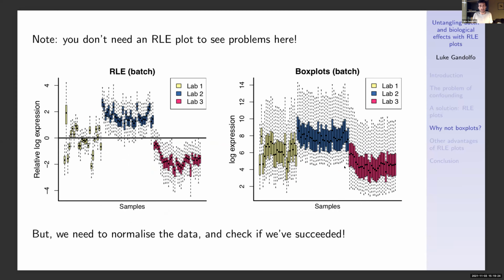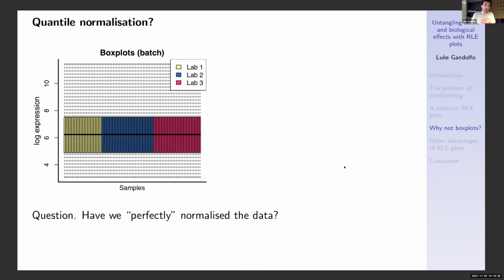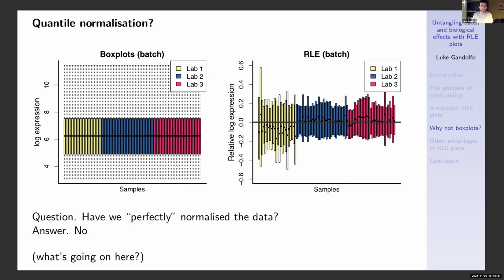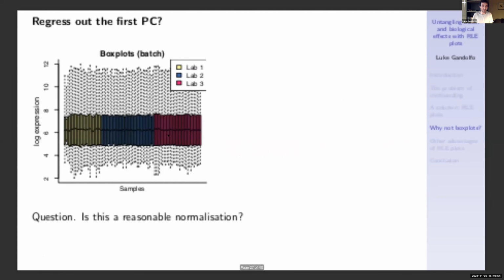And with the data set this bad, we need to check if we've succeeded. Well, why don't we try quantile normalization? Well, if we do box plots after quantile normalization, it looks, well, perfect, right? But have we perfectly normalized the data here? An RLE plot shows that we certainly haven't. There's still significant batch effects here. And in case you're wondering what's going on here, why does this look perfect? We can chat about that in question time.